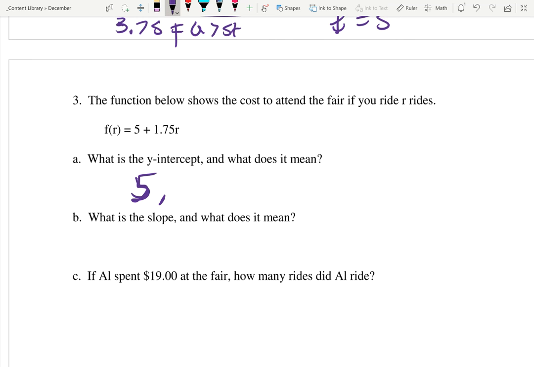And it represents, again, the pen's still a little fuzzy here. The y-intercept is 5, and that is going to be the cost of the fair admission. So I'm just going to tell you instead of writing it because my pen's not going to work well with me. So $5 is the y-intercept, and that's the cost of going to the fair, but not riding any rides. It's just the cost of showing up to the fair, getting into the fair, the admission fee, if you will. The slope is $1.75. And that slope represents the cost it takes per ride. So you pay $1.75 per ride.